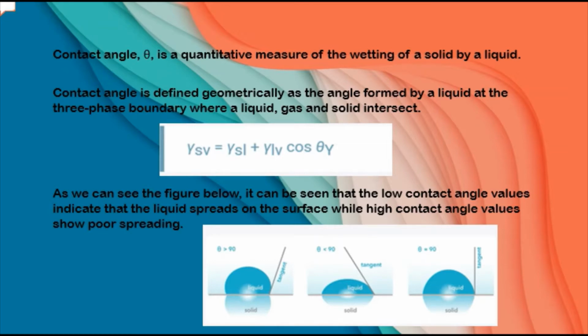As we can see in the figure below, low contact angle values indicate that the liquid spreads on the surface, while high contact angle values show poor spreading.